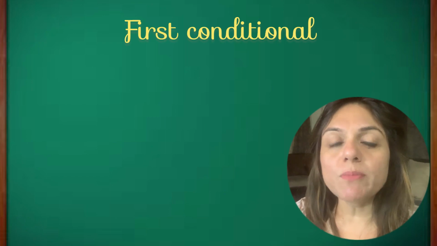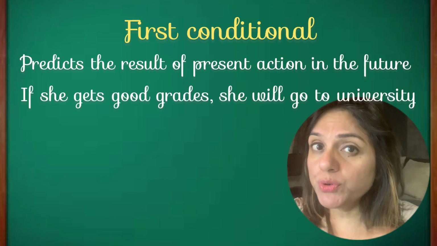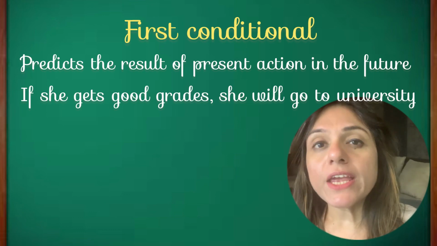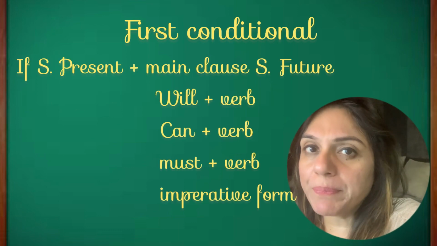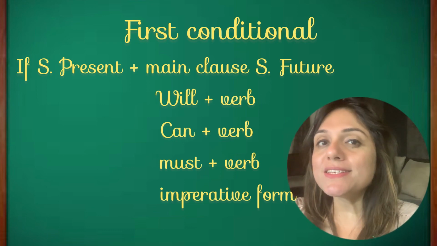First conditional talks about the future predictions. It can be based on experiences. If you do this, this will happen. So we are talking about the future outcome. If she gets good marks, she will go to university. That's a fixed thing to happen. If clause, simple present, and main clause, simple future.